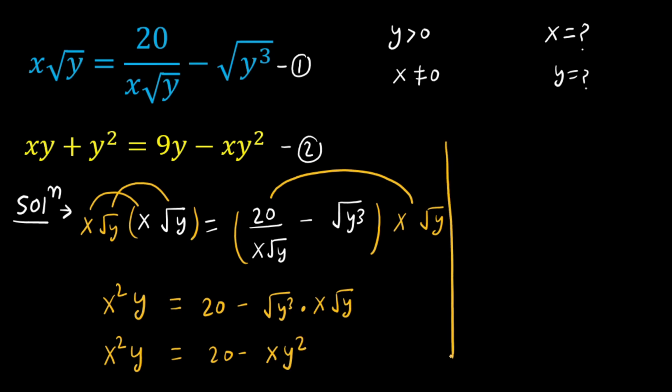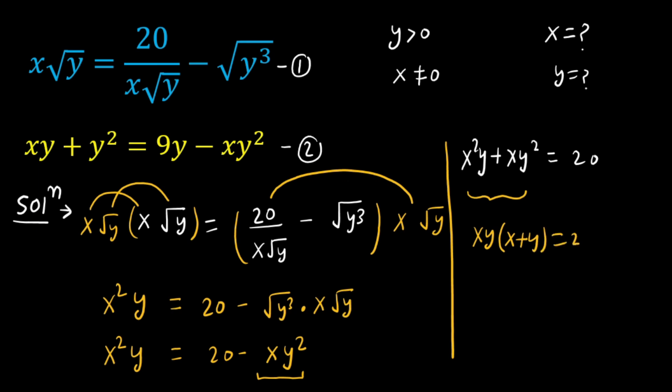Now if we take this term to the left-hand side, we have x square times y plus x times y square equals 20. On the left-hand side we take x times y common, leaving x plus y, and this equals 20. Now if we divide both sides by x plus y, then the x plus y cancels out. Then we can say x times y equals 20 over x plus y.